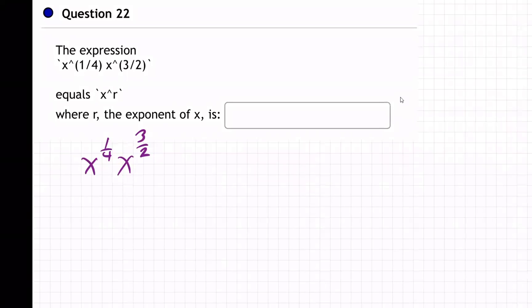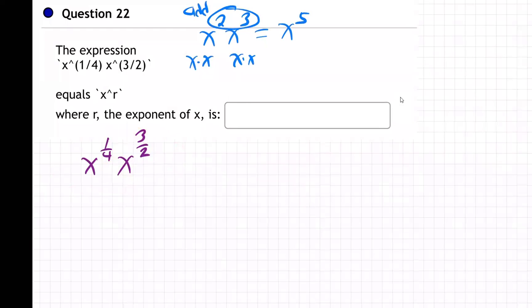Okay, so on this problem, we've got a couple of x's with different powers. Let's remember the basic rule. If you have x squared and x cubed right next to each other, that's x to the fifth, right? You have to add these powers. And why do you have to add them? Because x squared means 2 x's, x cubed means 3 x's. What do you got all together? 5 x's, huh? So we have to add the powers.